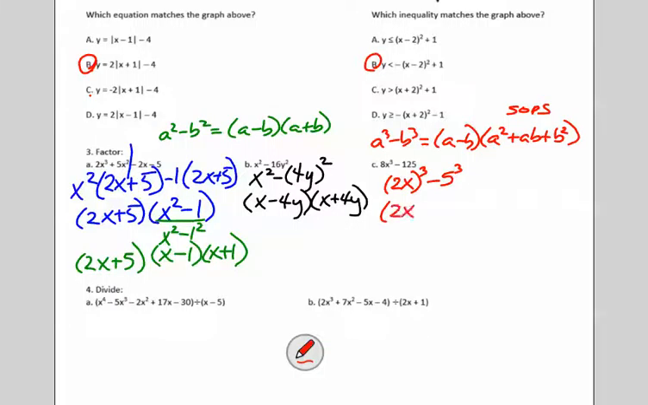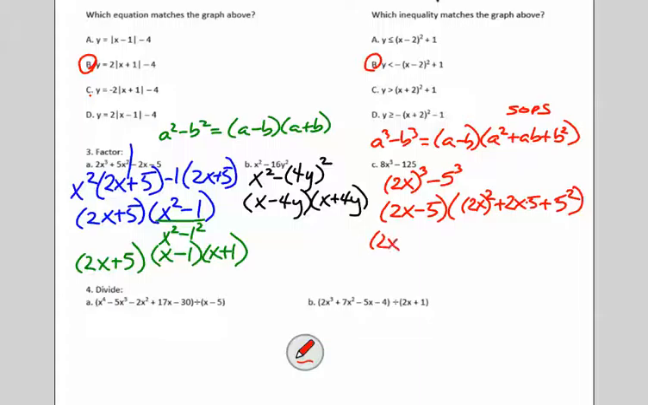So I have 2x minus 5. And then I have the square of 2x plus 2x times 5. And I have the square of 5. So I'm pretty much done. I just need to simplify my second factor.